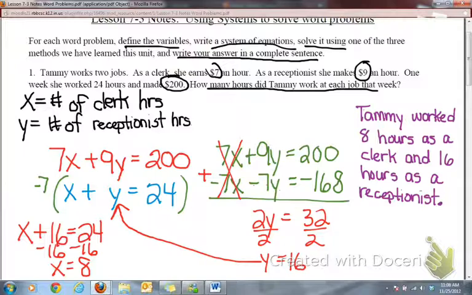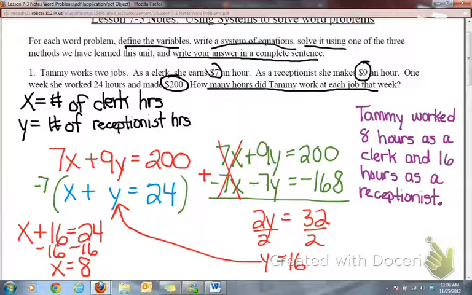And you can always double check your answers. Does that equal 24 hours? Yes, it does. 8 and 16 is 24. And does that equal $200? Well, as a clerk, she makes $7 an hour. So 8 hours times $7 an hour would be $56. And then as a receptionist, she makes $9 an hour. If she works at that job for 16 hours, that's 9 times 16. That's $144. Add that to the 56 from the other job, and yes, that equals the $200 that she made.